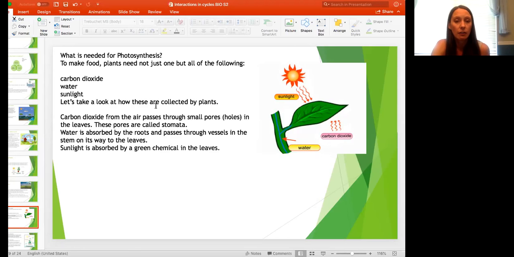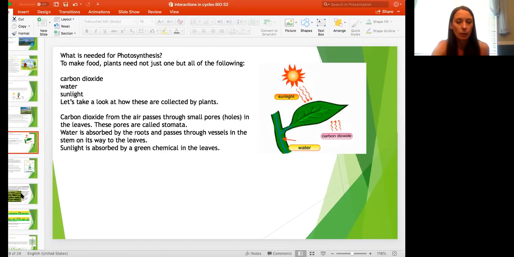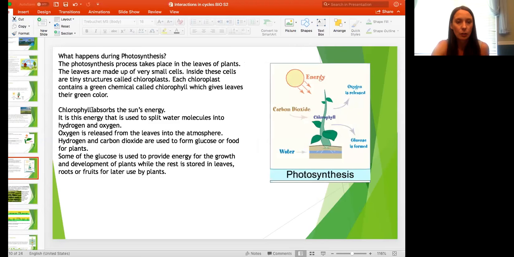Carbon dioxide from the air passes through small pores in the leaves. These pores in a plant are called stomata, if you've ever heard that before. Water is absorbed by the plant by its roots, and passes through vessels. Think of the stem as a pathway for these materials to move. Sunlight is absorbed by a green chemical in the leaves. Here's the special thing that we haven't gotten to: that green chemical that plant cells have. It's called chlorophyll.